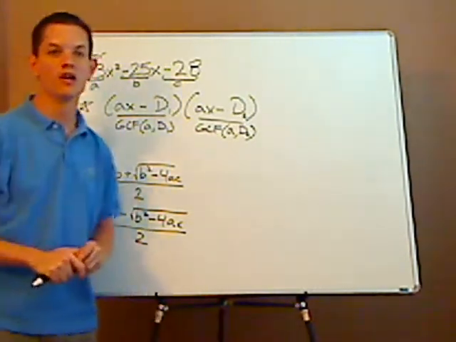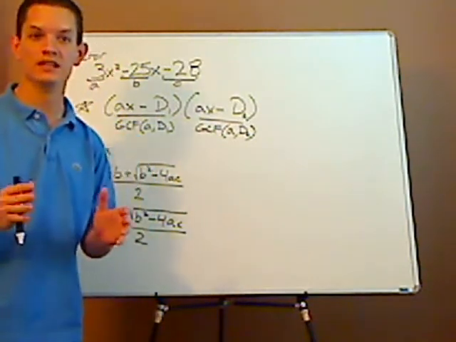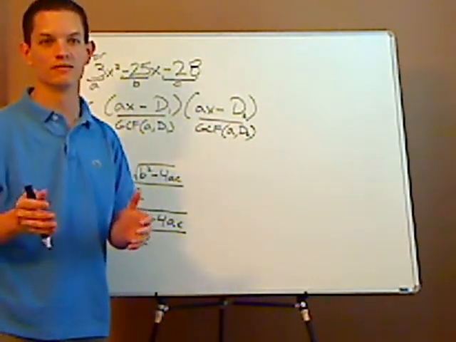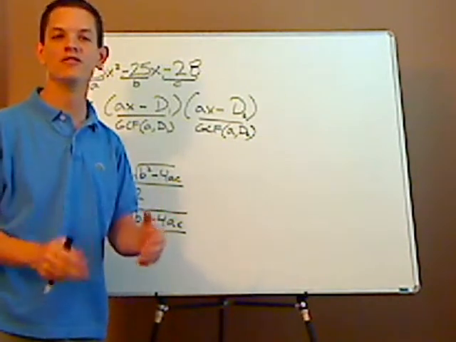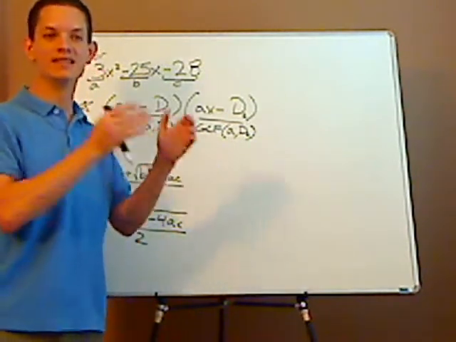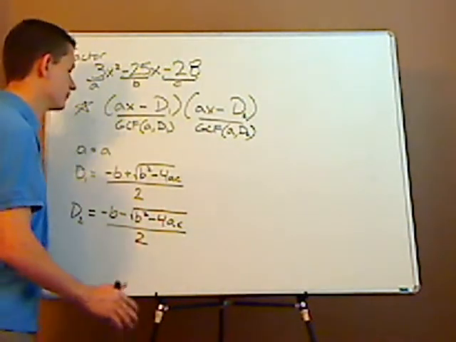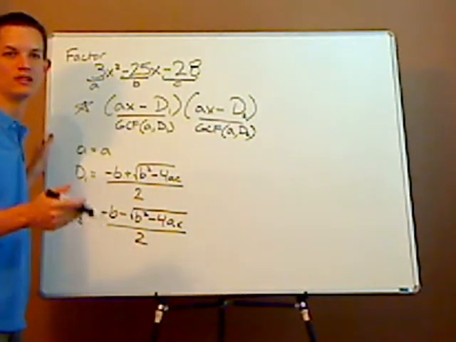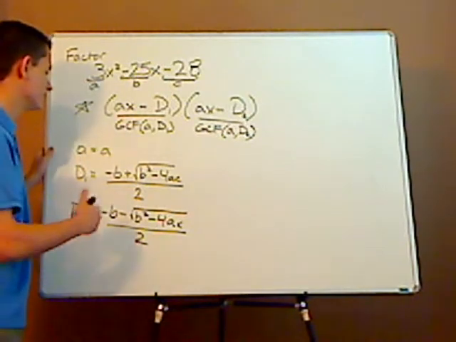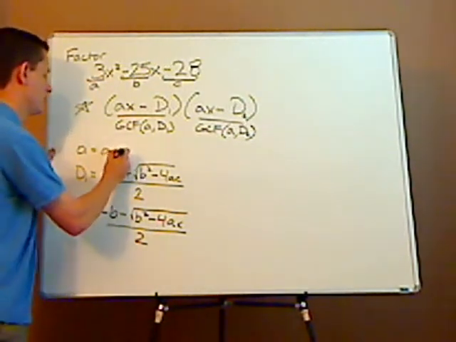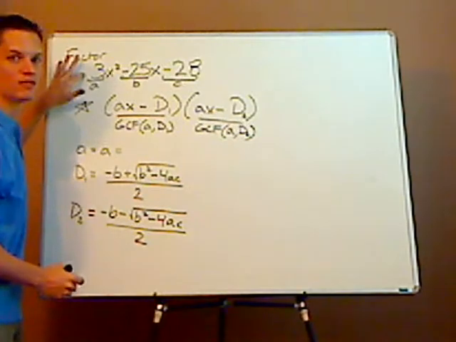Now to do this, all you have to do is just plug in numbers. That's all you have to do. So it makes factoring a little bit easier. You still have to follow the order of operations. A equals 3.